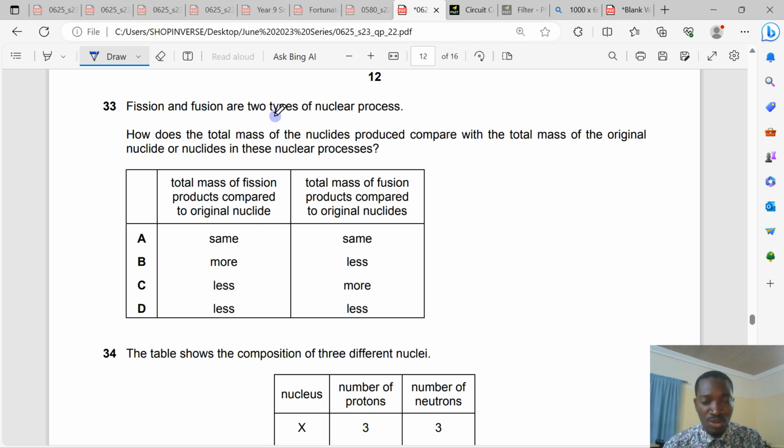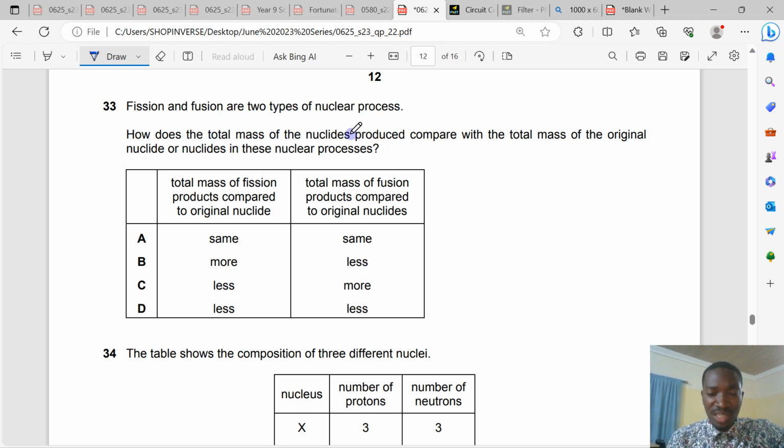Fission and fusion are two types of nuclear process. How does the total mass of the nuclides produced compare with the total mass of the original nuclide or nuclides in this nuclear process? Total mass of the fusion product compared to the original nuclide. Is it the same, or is it more, or is it less?